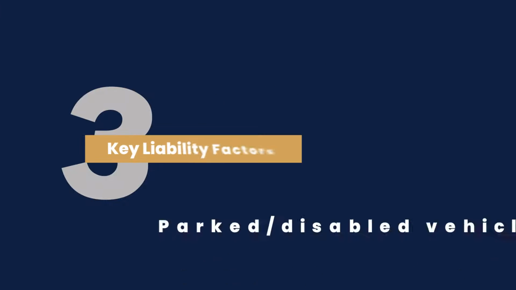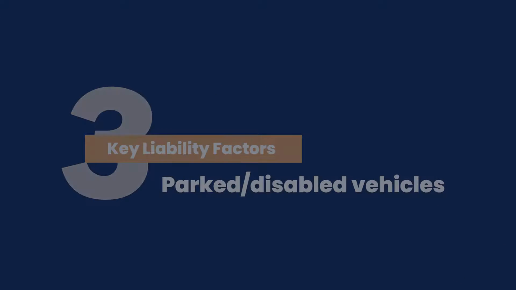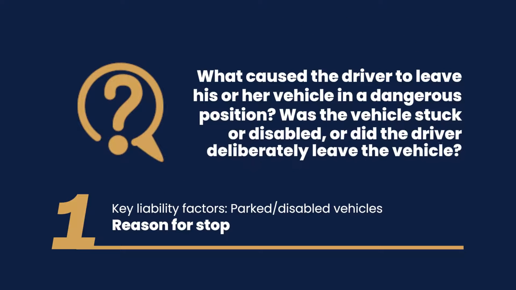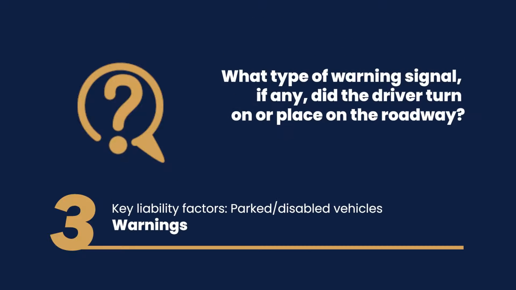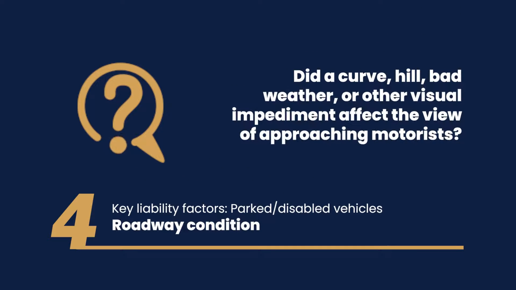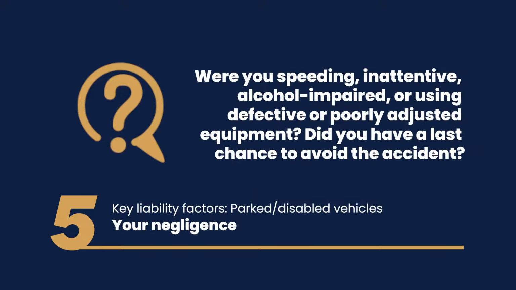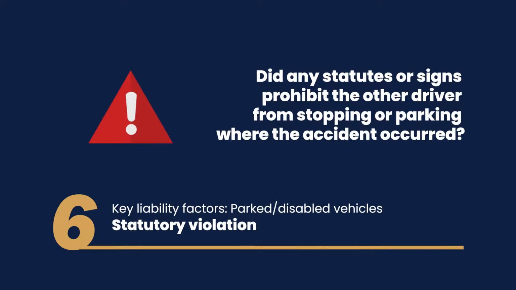Number 3 is parked or disabled vehicles. A number of factors can make or break your case when you have collided with a parked, stalled, or disabled vehicle, including the reason for the vehicle stopped. Did the vehicle break down? Was it parked because the driver was intoxicated and passed out in the driver's seat? Availability of a better location. Could the driver of the stopped car have found a safer location to stop?